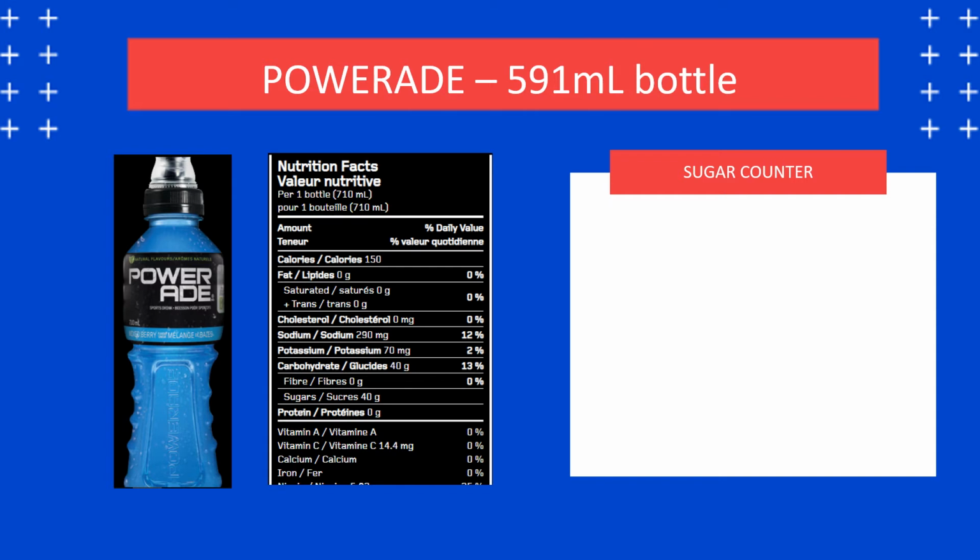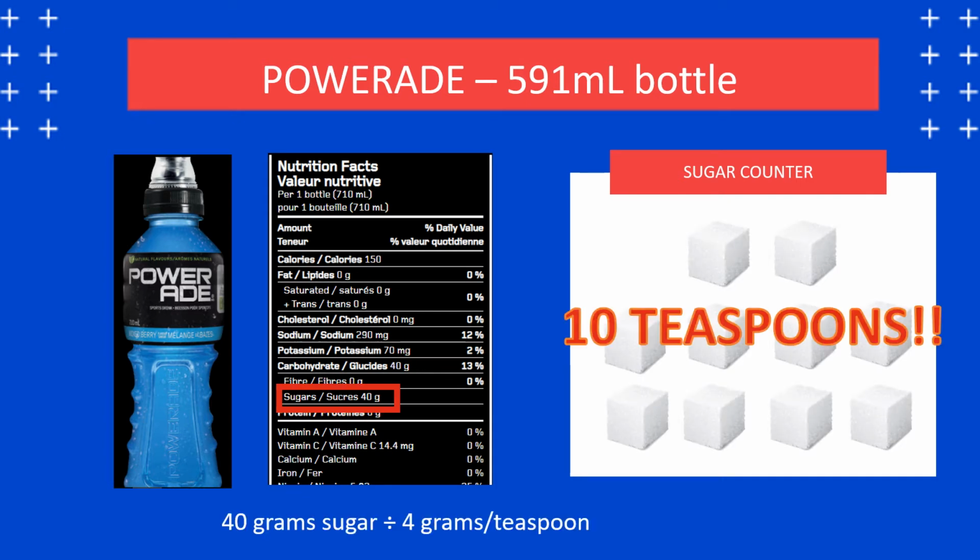Next, we've got Powerade. So we've got a 591 ml bottle. And we've got 40 grams of sugar in there, which is then, of course, 10 teaspoons again. And so Gatorade is also very similar. And when it comes to sports drinks, they're really unnecessary in almost all cases. I mean, they were developed for really high performance elite athletes that are going to be exercising for hours at a time, sometimes in high heat.